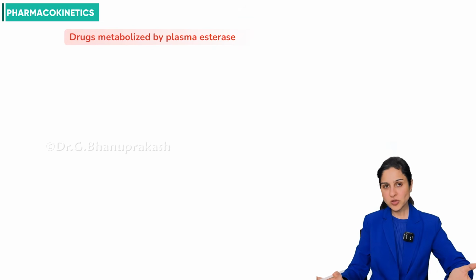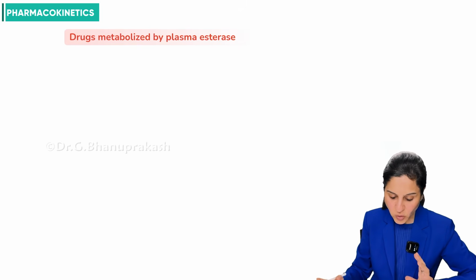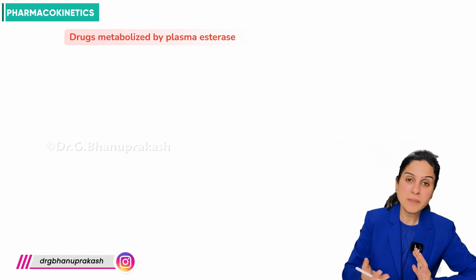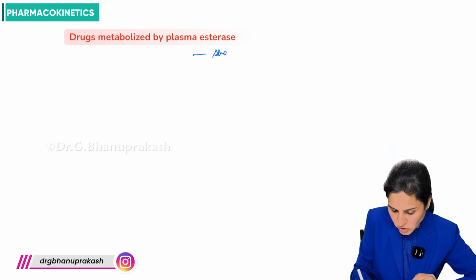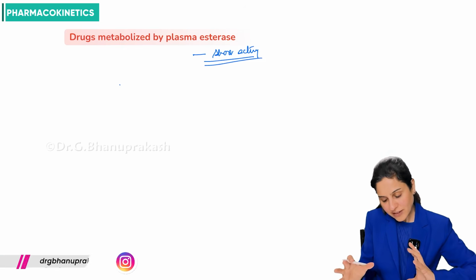Okay. Next we come to another important short topic, which are the different drugs which are metabolized by plasma esterase. So we have done cytochrome P450. Now there are certain drugs which get metabolized in the blood, in the plasma itself. And such drugs are very short acting drugs. They act quickly also. They have a very short half-life, short duration of action.